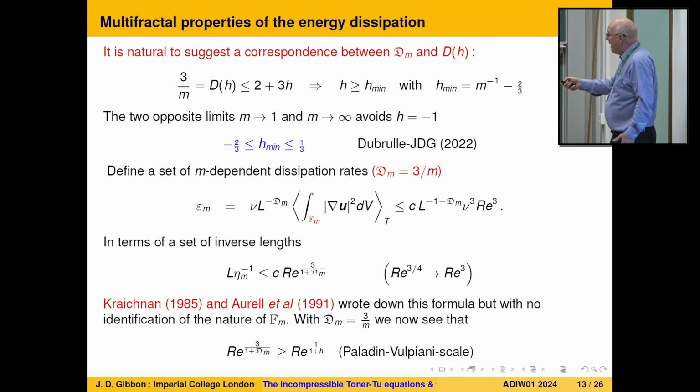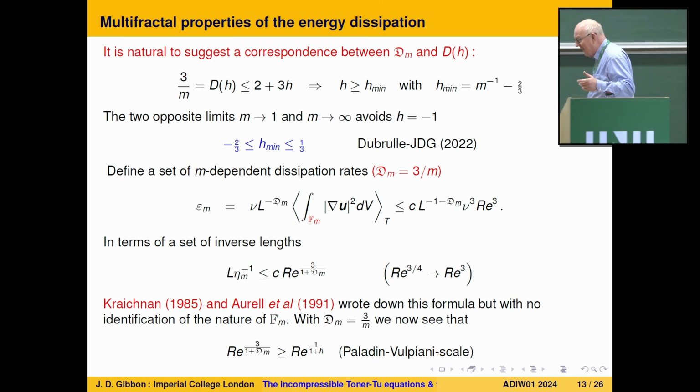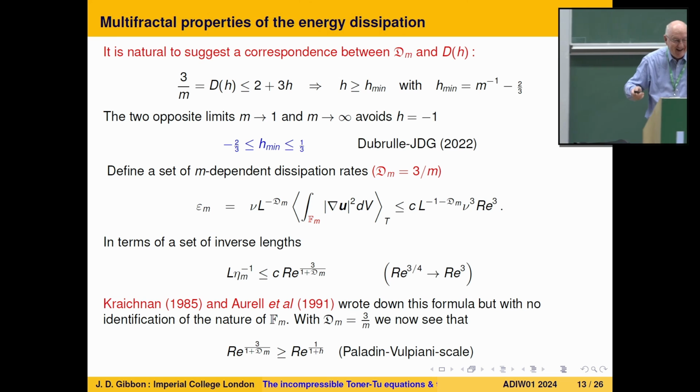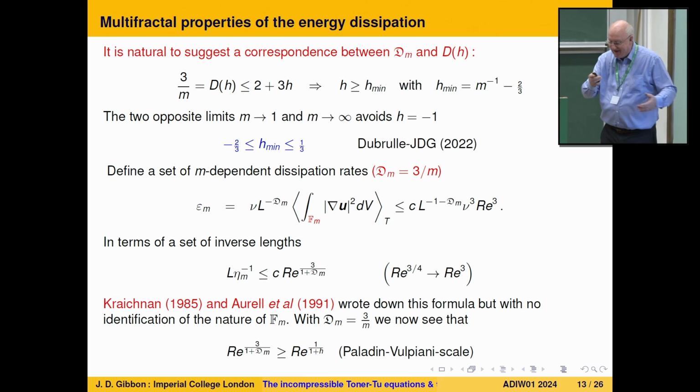And then from epsilon m, you can work out a set of inverse lengths in all the standard fashion, and it gives me 3 over 1 plus dm. Now that formula, with some general d, was written down by Krejcinen and Oral and Frisch and Vergasola in '91. But that's very long ago, and they wrote down the formula. They had no identification of Fm, and those were the days, if you remember, of monofractals, when people said, oh yes, the Lorentz attractor is dimension 2.91, so let's bung 2.91 into the formula. Those were the days when people did that sort of thing.